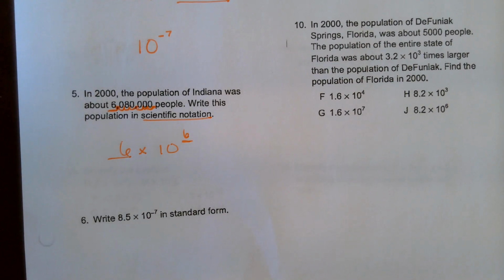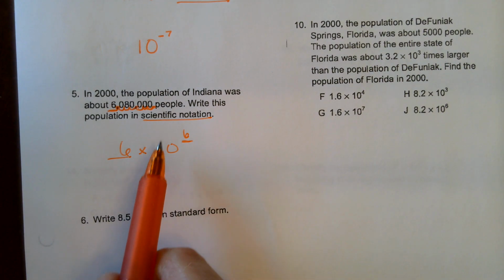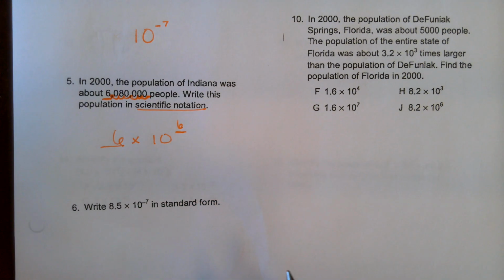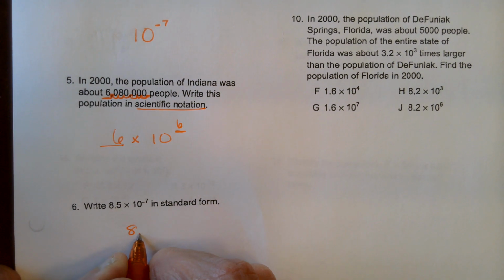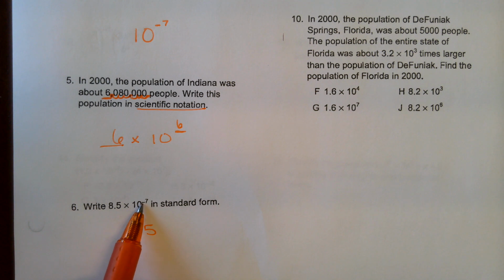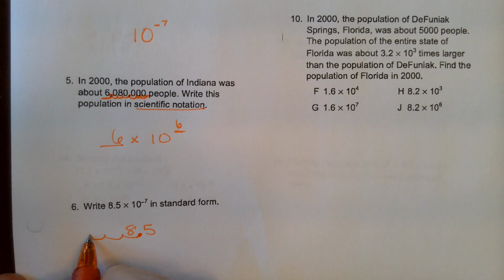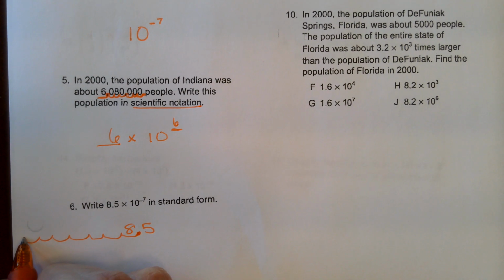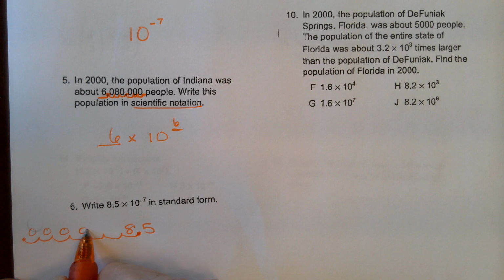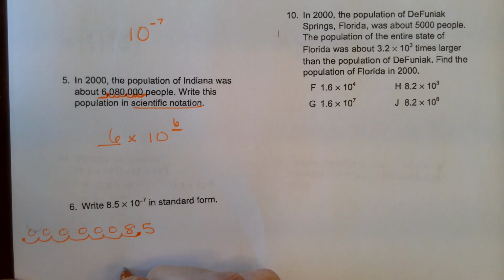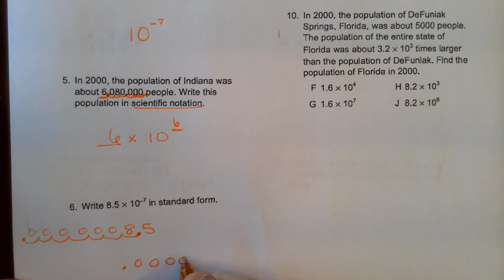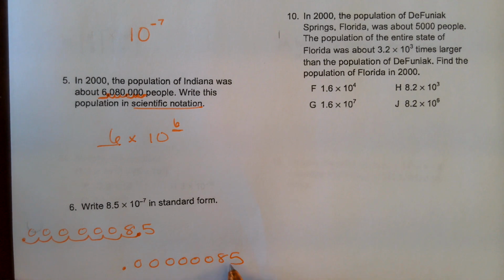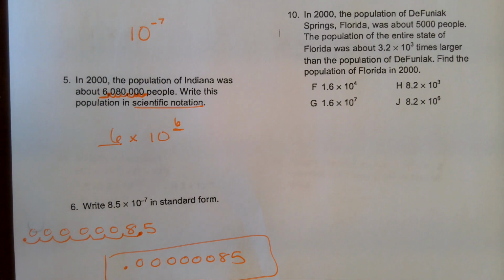Right, this is standard form. Okay, I want to go backwards. This is scientific. I want to go back to standard. So I'm going to write the 8.5, and it's a -7, so I know it's going to get a lot smaller. So I'm going to move this decimal 7 spots to the left. 1, 2, 3, 4, 5, 6, and 7. Rewrite it so it's very clear where my decimal is.